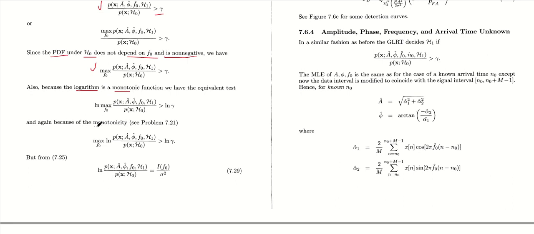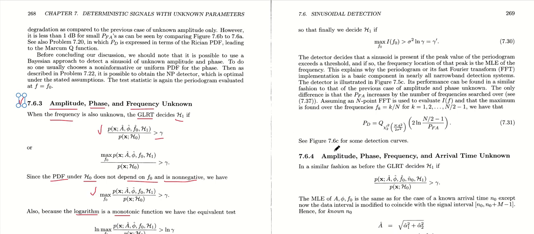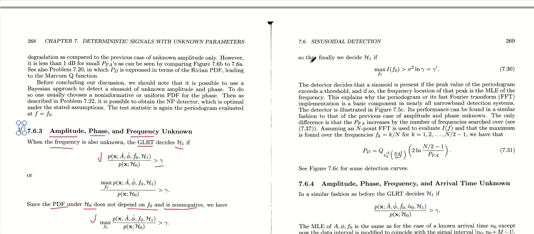And again, because of the monotonicity, you put max inside or you put max outside and put the log inside. Log inside is a way to simplify it. So larger than that. But this is like that from the previous derivations. You take log, that is equal to I of F0 over sigma squared. So finally we decide H1 if this is larger than that.